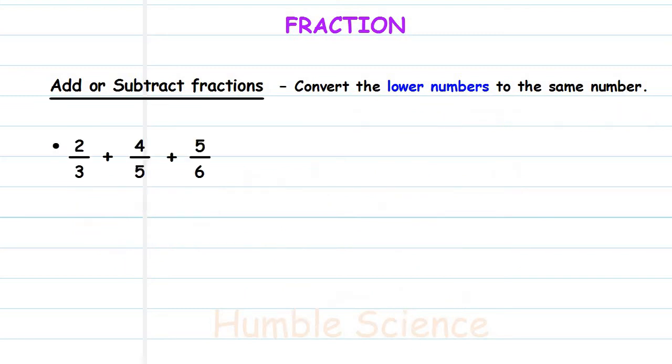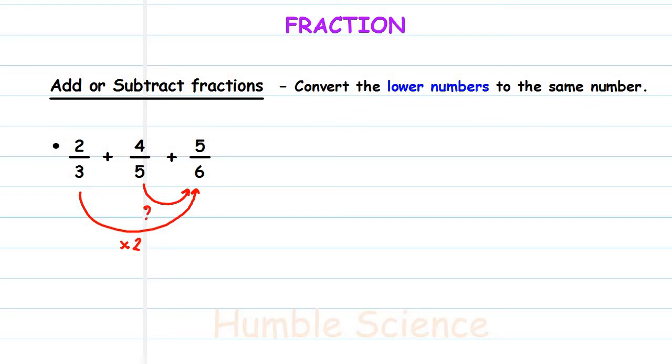In some cases, we cannot easily convert the lower numbers into the same number because they are not multiples of each other. Like in this example, 2/3 plus 4/5 plus 5/6. The lower numbers, 3, 5, and 6, cannot be quickly converted into the same number. Well, we can convert 3 into 6 easily by multiplying by 2. But how about 5 to 6? That can be a problem.